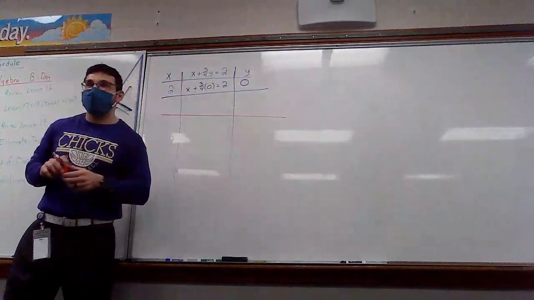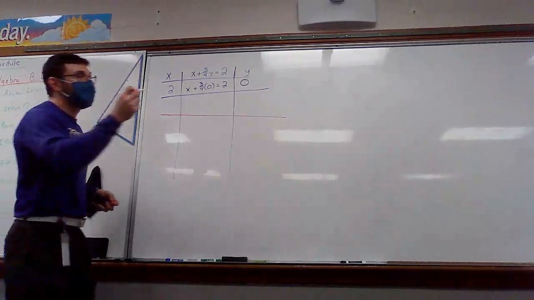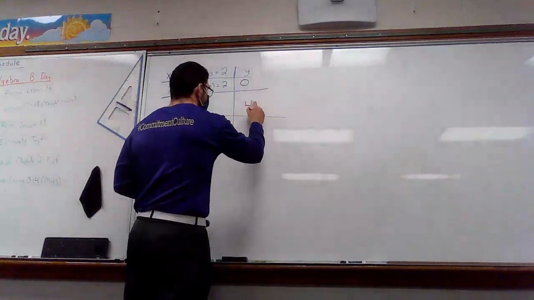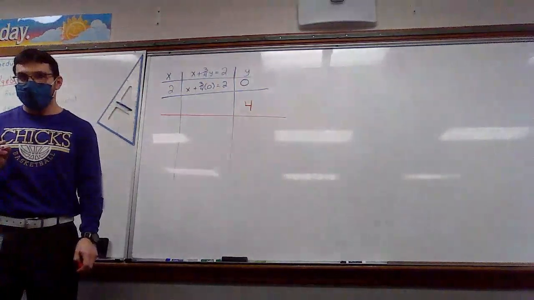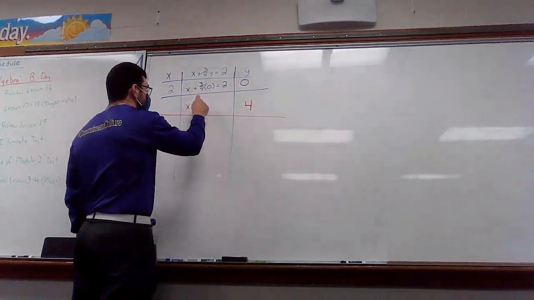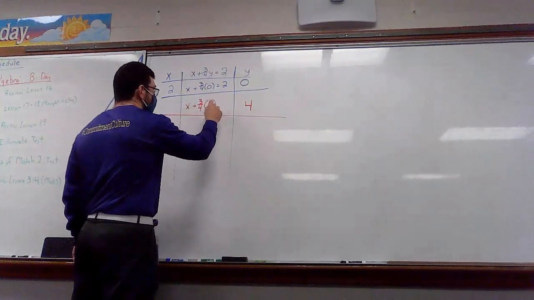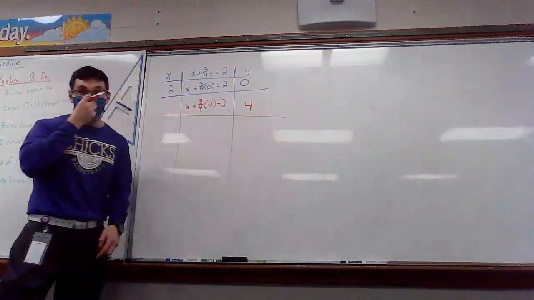When we have a fraction, the number that we're looking at is the denominator. What's the denominator of my coefficient? 4. So we're going to substitute in 4. So when I do that, I have x plus 3 divided by 4 multiplied by 4 equals 2.